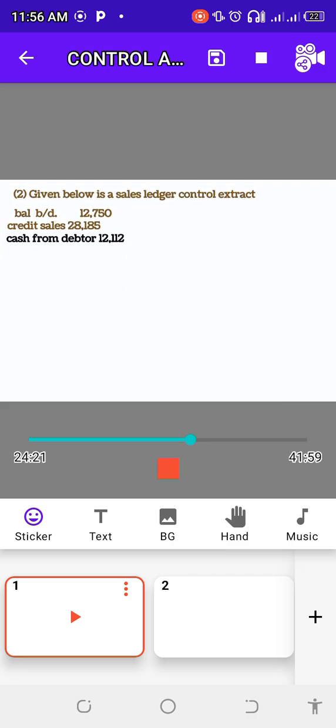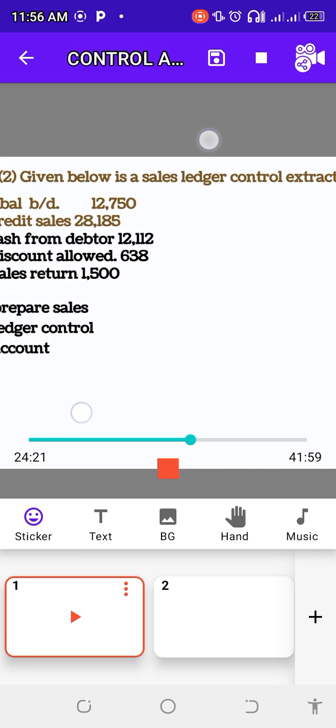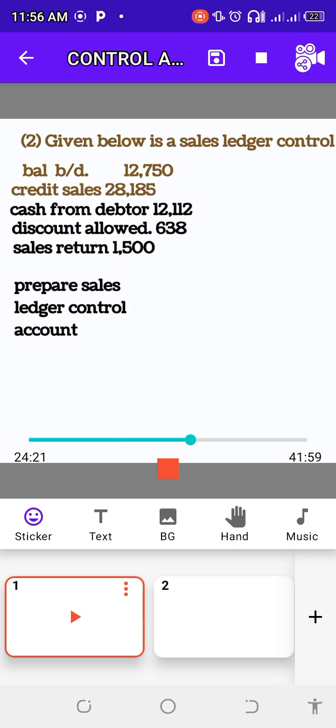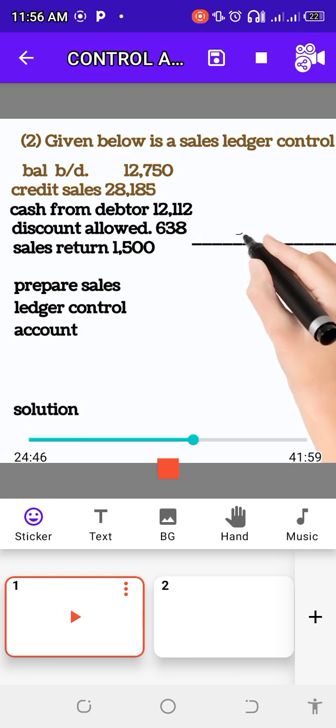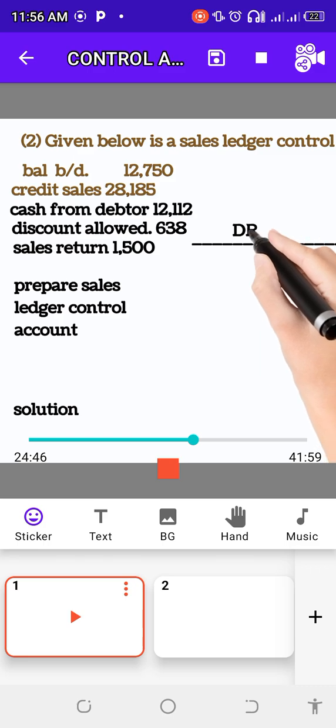Now, this example 2 or practice 2 given below is a sales ledger control extract. Balance brought down is 12,750. Credit sales is 28,180. Cash from debtor is 12,112. Discount allowed is 638, and sales return is 1,500. You are required to prepare sales ledger control accounts.